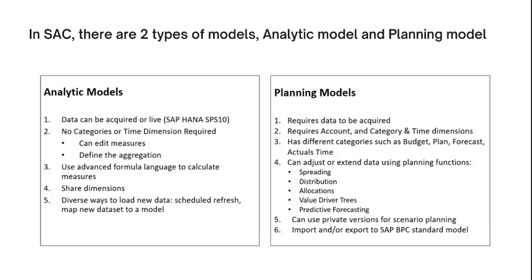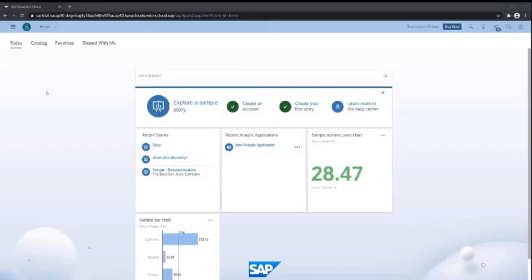While analytic functions enable end users to explore and report on data, planning models enable end users to develop budgets and forecasts. Planning functions always have a time dimension to enable planning features like spreading, distribution, and allocation. Planning models have all the capabilities of analytical models, but they also enable planning functions as described earlier. And in this demo, we're going to create a planning model.